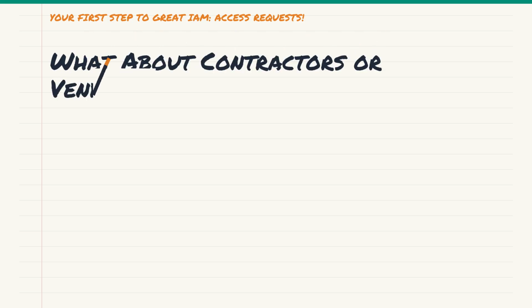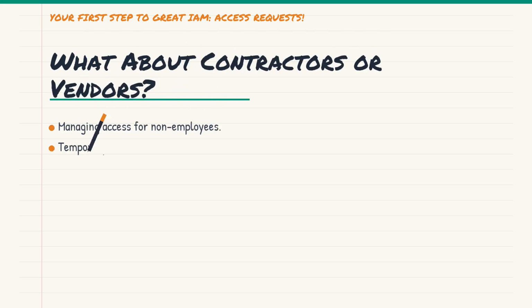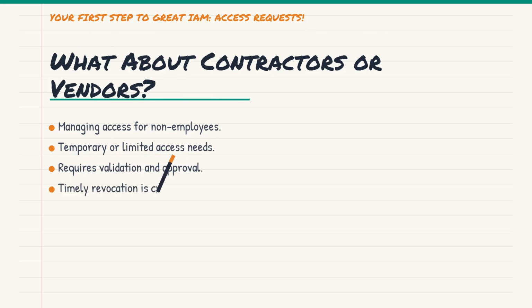Access requests aren't just for employees. Contractors, vendors, or even temporary staff might need access to specific systems. Their requests also need to go through a similar validation and approval process. However, their access might be temporary or limited to only what's absolutely necessary for their specific task. We need to make sure their access is properly managed and revoked when their contract ends.